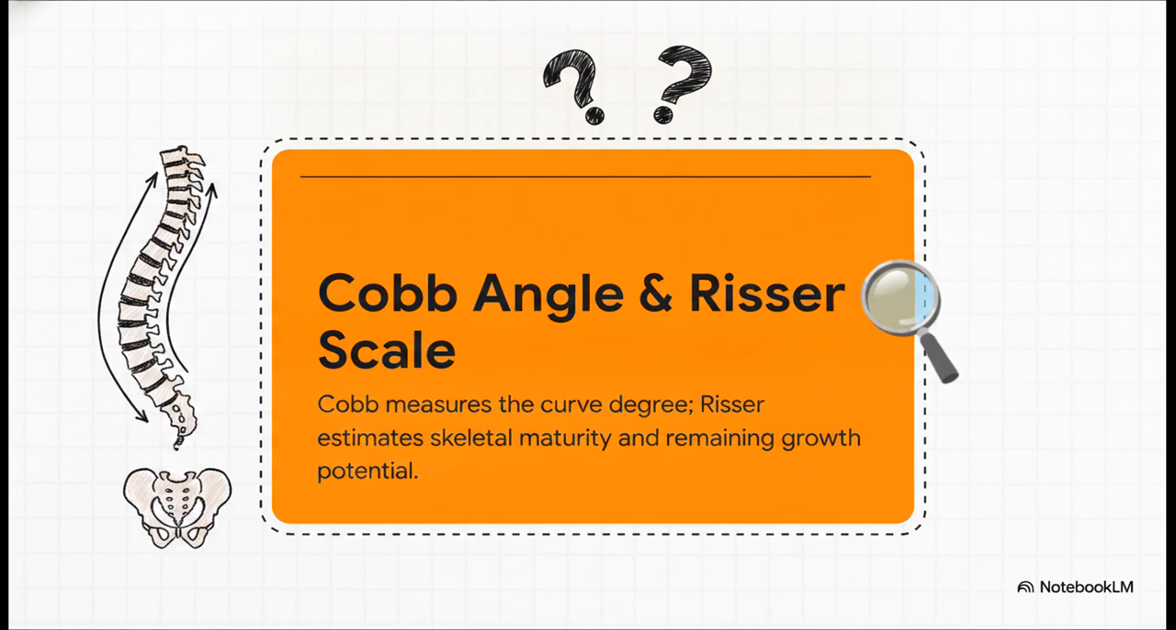What next? Well, we turn straight to radiography to answer two massive questions. Question number one, how severe is this curve right now? We figure that out by measuring the Cobb angle on an X-ray. Question number two, how much more is this child going to grow?